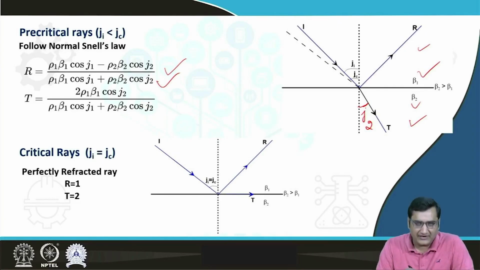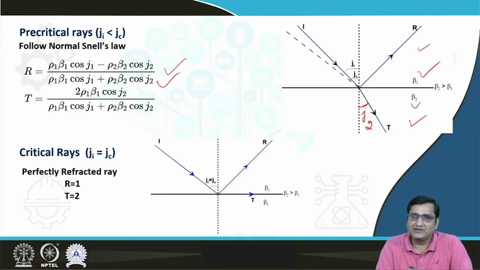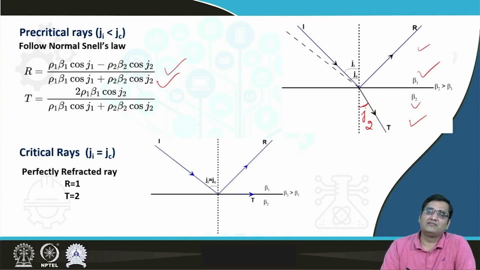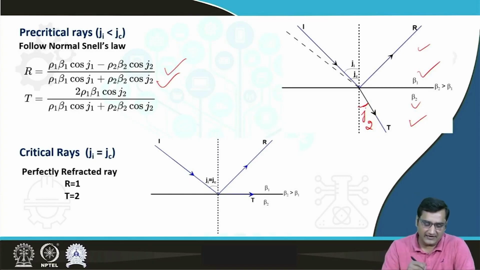Similarly, we can also talk about the rays where the incident angle is equal to the critical angle. You know the critical angle is the angle at which the refraction angle will be 90 degrees. So these rays will be known as critical rays, and these will be perfectly refracted rays. Perfectly refracted ray means the refraction angle is 90 degrees. In that case, the reflection coefficient will be equal to 1 and the transmission coefficient is 2.